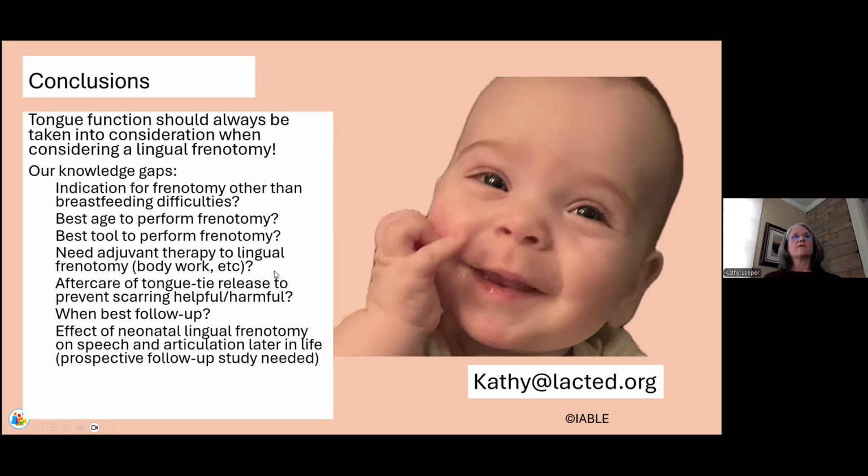Do we need other therapies such as body work? And I think, yeah, we probably do, but who should do that? And we don't have enough well-trained providers scattered around the world to be doing that. So we need to work on that. Aftercare of tongue tie release to prevent scarring, is that helpful or harmful? Again, we don't know for sure, but we don't have evidence it's helpful yet. When should you see them? When's the best time to see them again? And does it affect speech and articulation later in life?